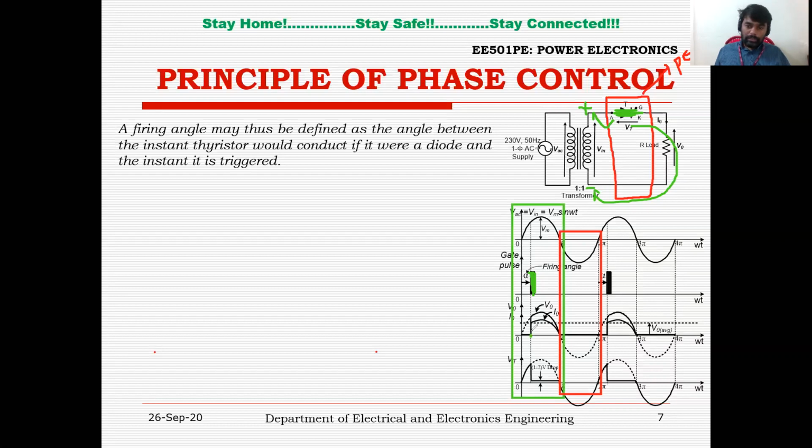Now from this point onward, if you recall the previous slide, wherever the SCR goes to conduction state, since the load and the source are connected in parallel, the load will be subjected to the source voltage. So from omega T equal to alpha onwards, the output voltage follows the input voltage. You can see the input voltage waveform with the dotted line.